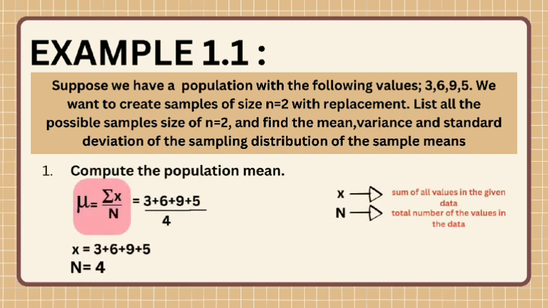From the steps that I said earlier, the first thing that we need to do is to compute the population mean. We have the formula mu equals the summation of x over n, where x is the sum of all values in the given data and n is the total number of values in the given data. We have here x: 3, 6, 9, 5, and n, the total number of values, is equal to 4. After adding it all, we will have 23 over 4, which results in 5.75. So that would be our population mean.